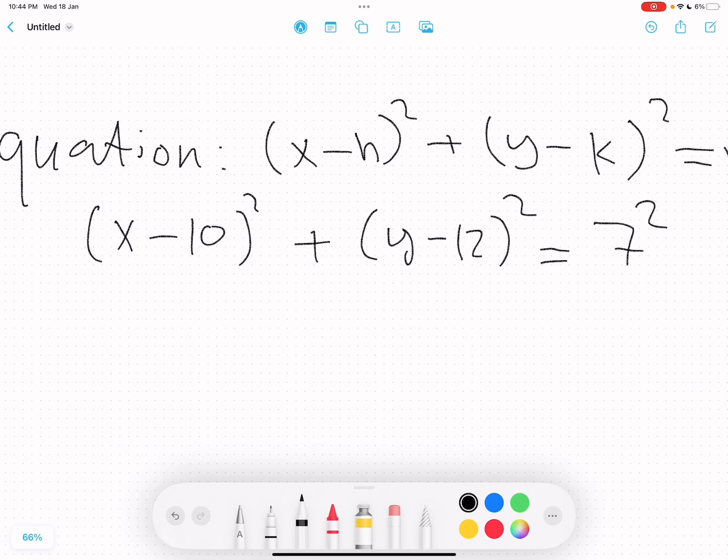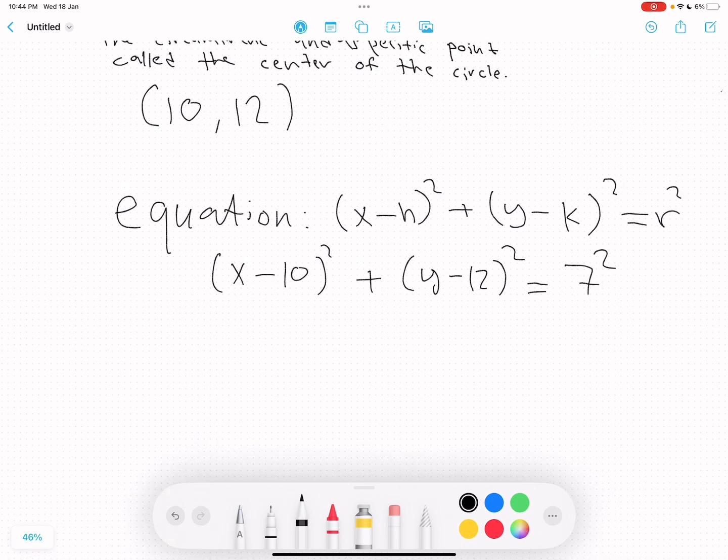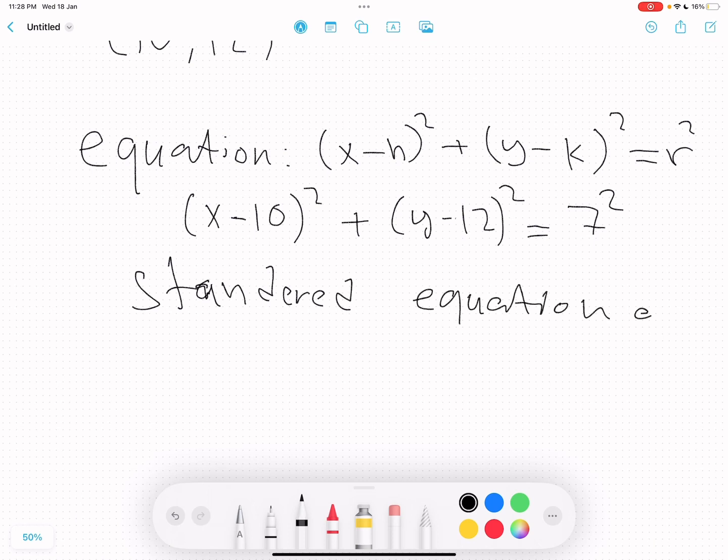So we can easily now find the circle equation from just this formula, which is also called the standard equation of a circle. This is it.